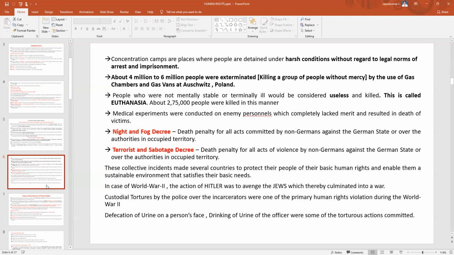In the case of World War II, Hitler's action was to avenge the Jews, which culminated in a war. Custodial torture by the police over the incarcerated was one of the primary human rights violations taking place during World War II. Urinating on a person's face and forcing drinking of an officer's urine were some of the torturous actions committed.